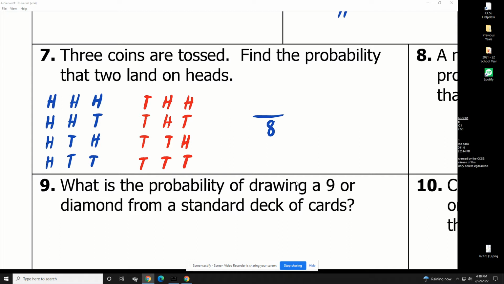Because those are my groups. These are how those 3 coins could land. That's it. There's 8 possibilities. So what's the question say? Well, what's the probability that 2 of them will land on heads?